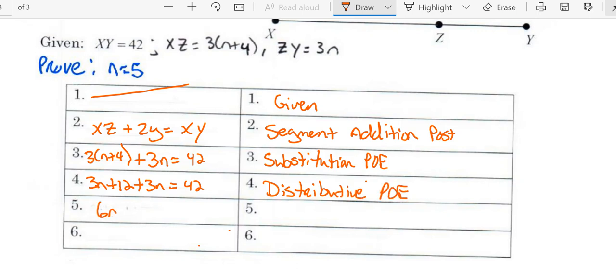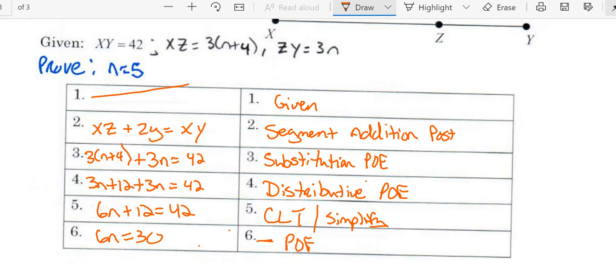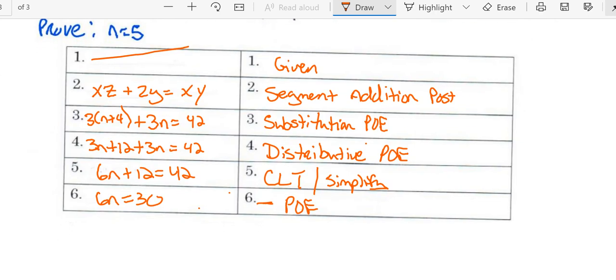Next step is 6n plus 12 equals 42. Combine like terms, simplify. Next step is 6n equals 30. Subtraction property of equality. Step 7, n equals 5. Division property of equality.